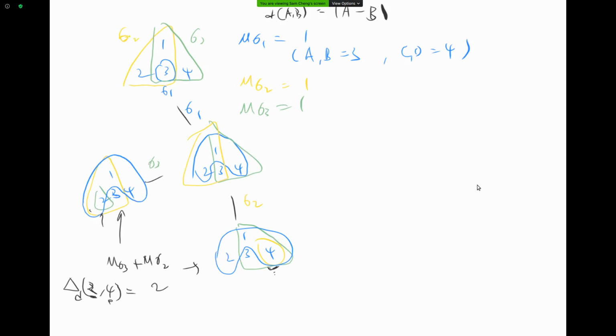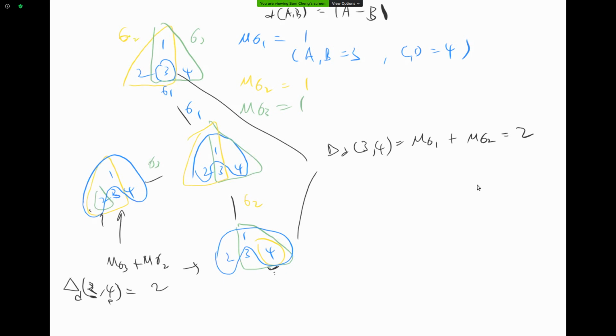And I can similarly do, for example, from this guy to this guy, the delta d(3,4) is equal to mu sigma 1 plus mu sigma 2, and it's 2. So it's pretty intuitive. It's just a simple numerical example, and I guess the next time we'll really complete the proof of Theorem 1.